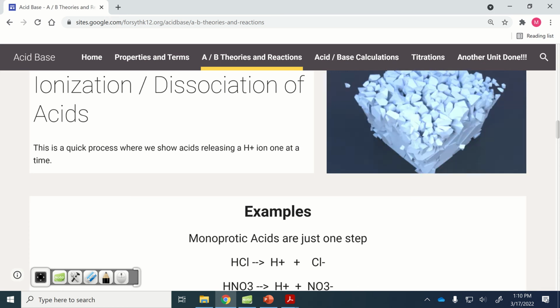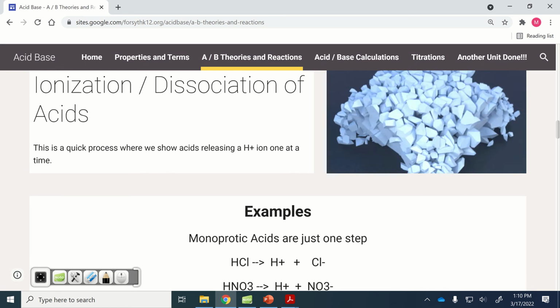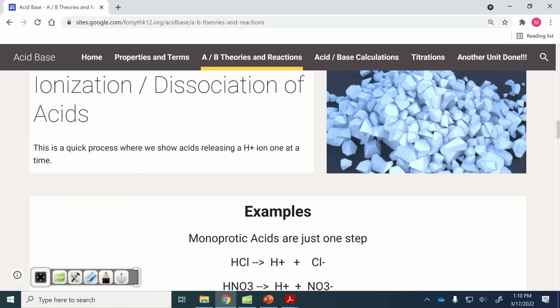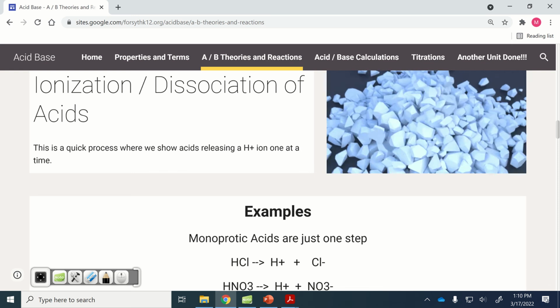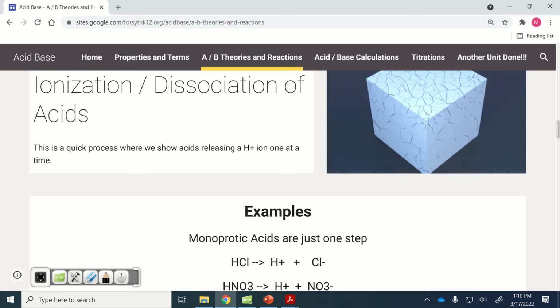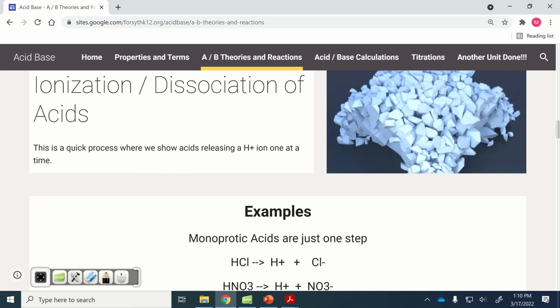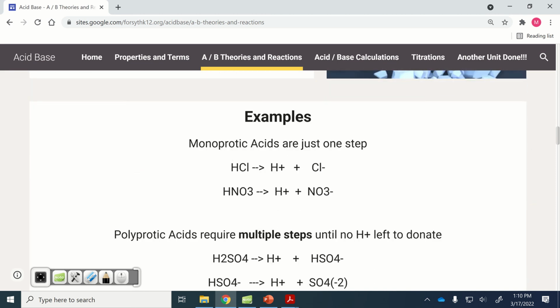So this is a process where we like to show how an acid will donate its H pluses, okay? How it breaks into its component ions. And it likes to donate an H plus one at a time. So when we get the polyprotic, we don't donate all of them at once. They legitimately donate one at a time, because you'll see, I mean, we'll get to that in a moment, okay? So let's start off with the simple ones, the straightforward ones.